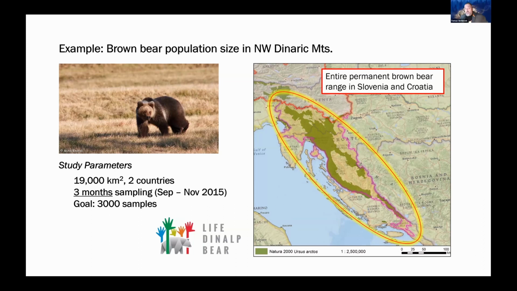Okay, now I'll give some examples just to give us some setting. The first example will be a large study where we estimated population size of brown bears in 2 countries, in Slovenia and Croatia. We sampled a large area, 19,000 square kilometers, and we planned for a very short and very intensive sampling over 3 months to satisfy population closure, to be able to get a good estimate of population abundance.